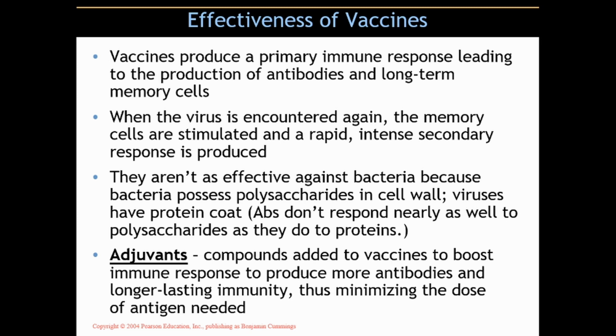Vaccines generally aren't as effective against bacteria because bacteria possess polysaccharides. Viruses have a protein coat. And, well, what's the significance? Antibodies don't respond nearly as well to polysaccharides as they do to proteins. And so remember when I said they conjugate these polysaccharides to proteins? That's why. They take the polysaccharide, which generates a so-so immune response, join it to a protein, chemically bond them together, and now you get a very effective immune response. And so we conjugate these polysaccharides with proteins.